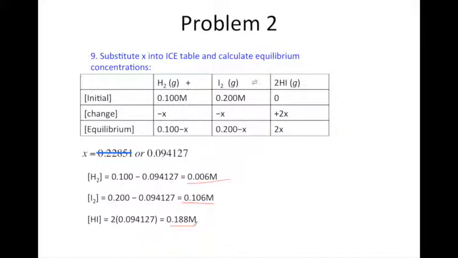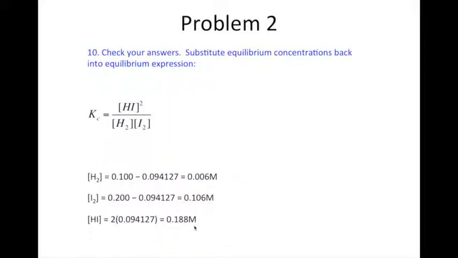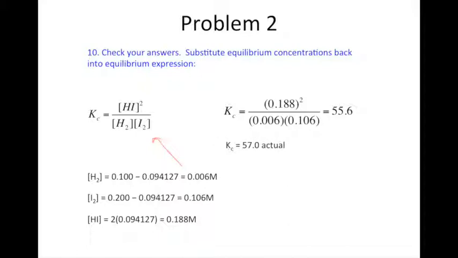So we're done. We just want to check our work. So we can plug our equilibrium values into our Kc expression and solve. We get 55.6. We were given in the problem that it was 57.0, and that's pretty close. We know we did it correctly. We just rounded a little bit when we were correcting for sig figs, so these answers may not be exactly the same, but you can see here they're close enough that we know we've got our correct concentrations.